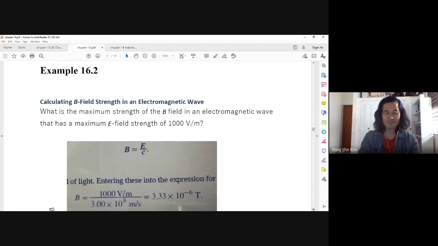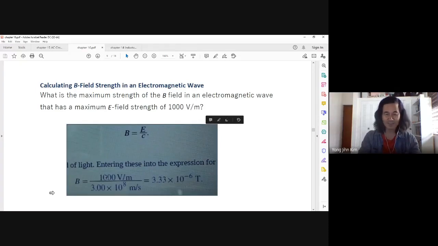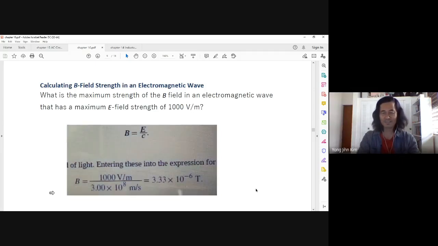Okay, let me solve one example. You want to calculate magnetic field strength for an electromagnetic wave. Let's say electric field strength is 1000 volt per meter. What is the magnetic field strength? So magnetic field is electric field divided by speed of light. So 1000 volt per meter divided by speed of light. So we have 3.33 times 10 to the minus 6 Tesla. So the magnetic field is very small.